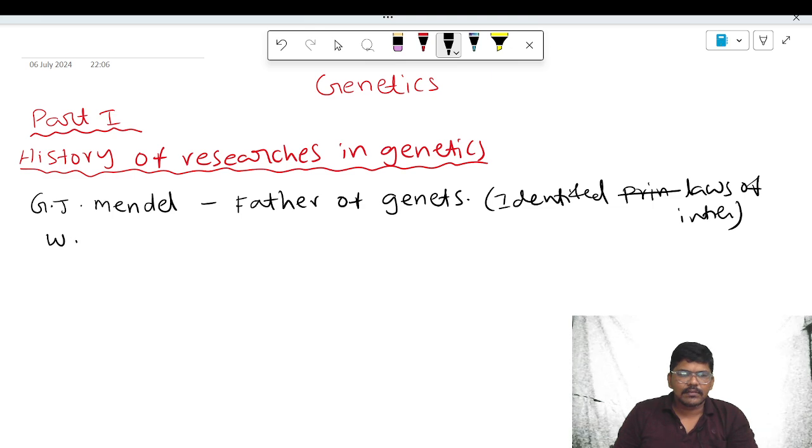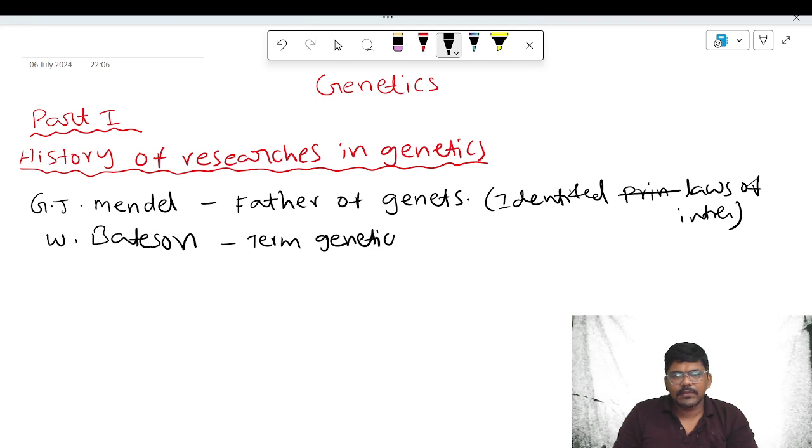Next, William Bateson. If you see William Bateson, he is the scientist who gave the term genetics. The term genetics is given by William Bateson.